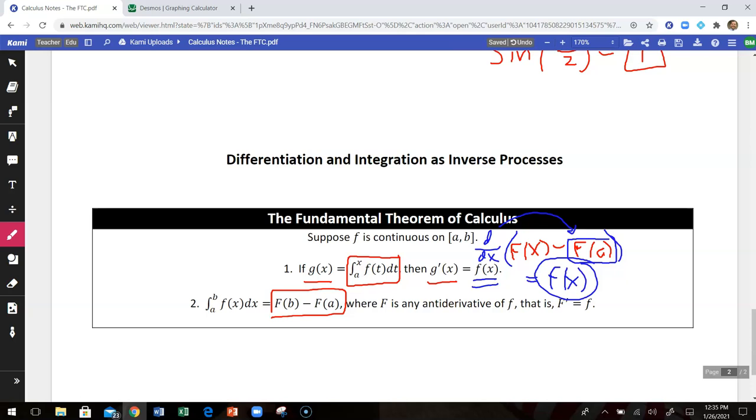Which is exactly what that first part of that theorem tells us. Okay, so that's the first part of the theorem. The second part of the theorem is actually how do you evaluate a definite integral, and that is to do the antiderivative and then evaluate at your endpoints and subtract those values.